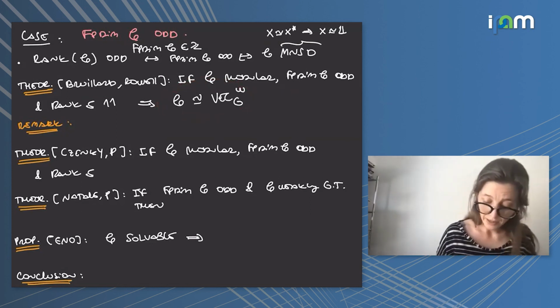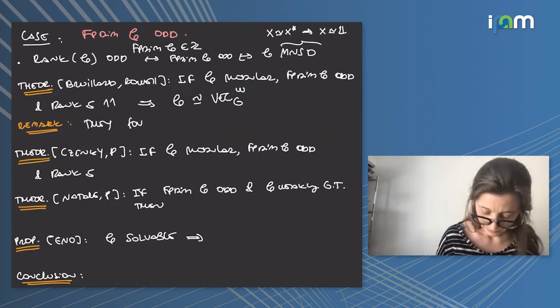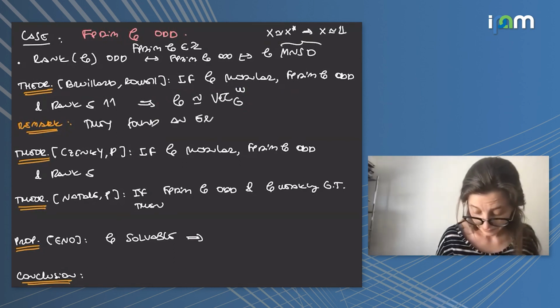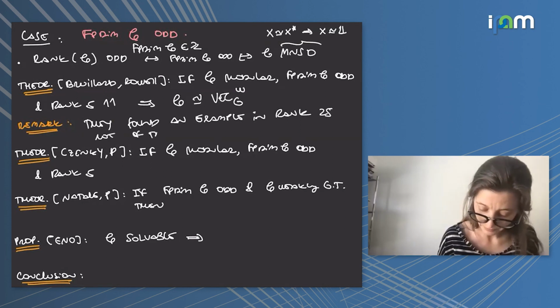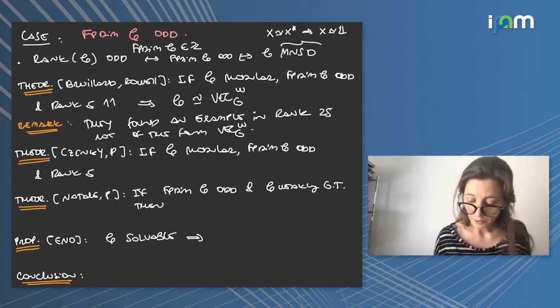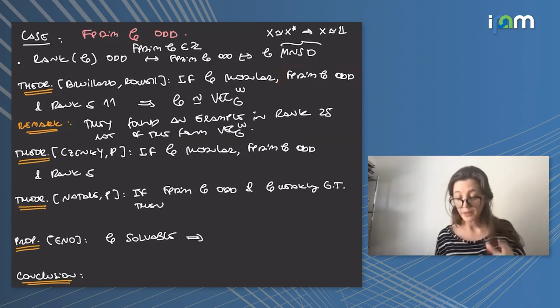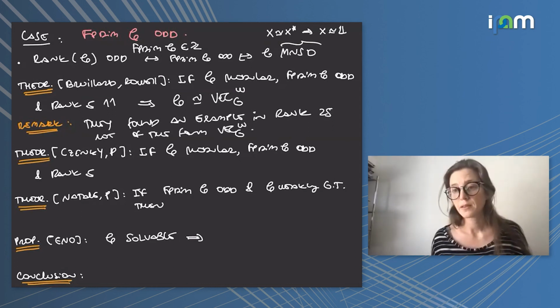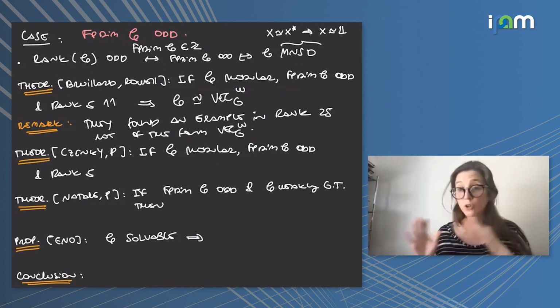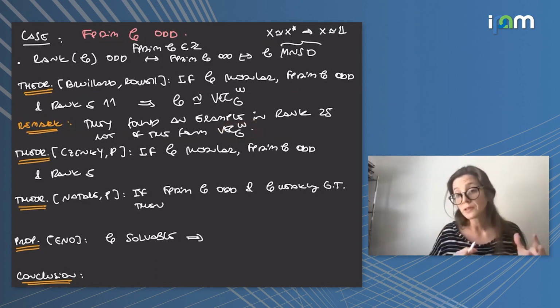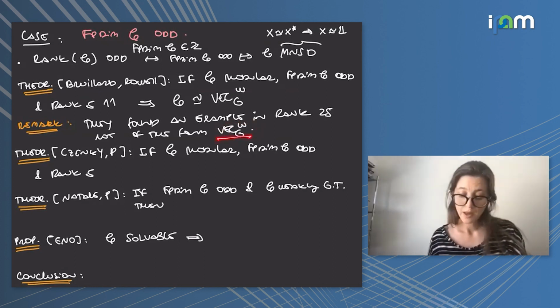A remark is that they found an example in rank 25, not of the form Vec_G^ω. So in rank 25, still with this assumption, they found an example that is the double of the semi-direct product of Z_7 and Z_3, and that it's not of this form. It's closely related to groups, but it's not of this form.